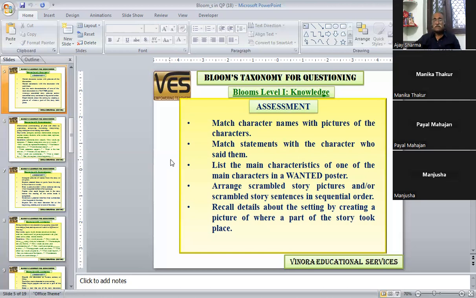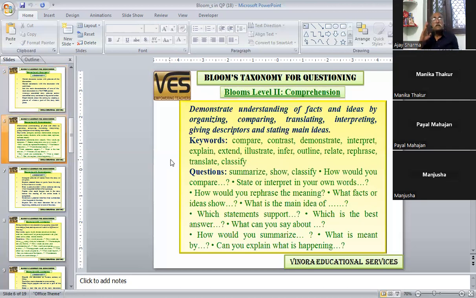Next one is comprehension. K, then C, then A, then A. So this is about C. Now this is second level, a little bit higher. They may come up to maximum 3 sentences, not one word, one sentence to 3 sentences.